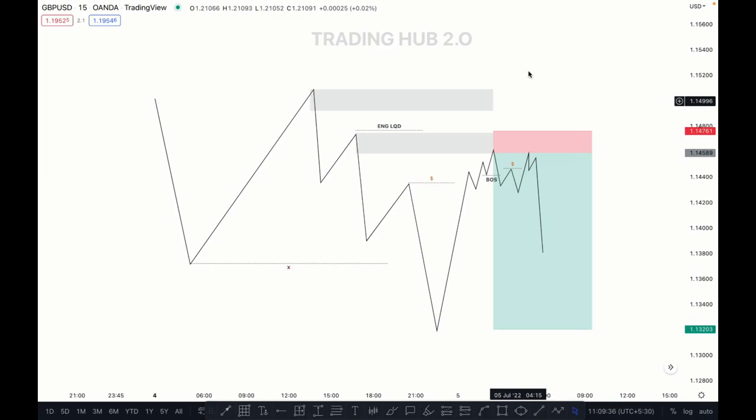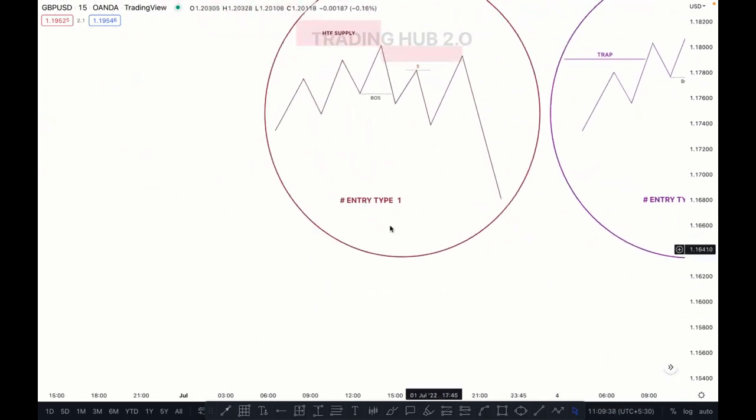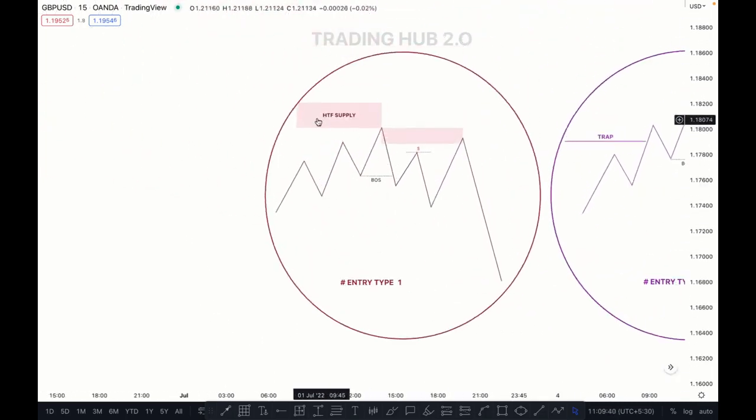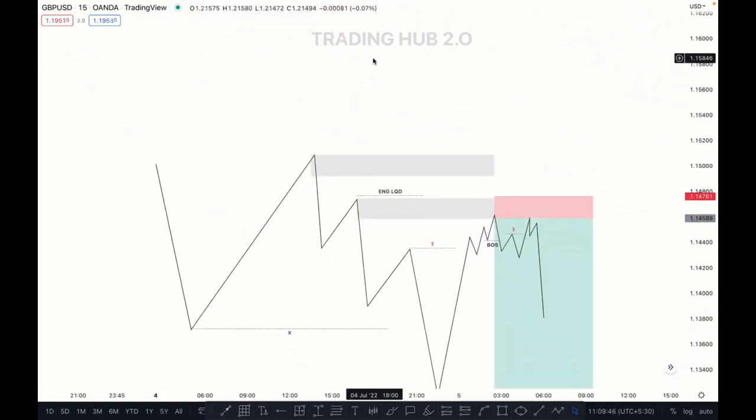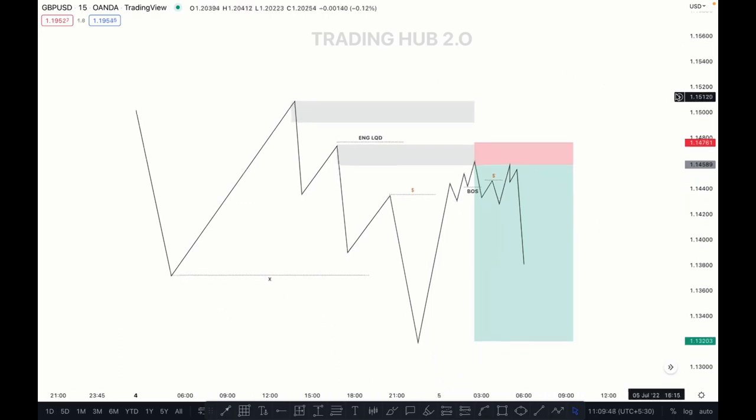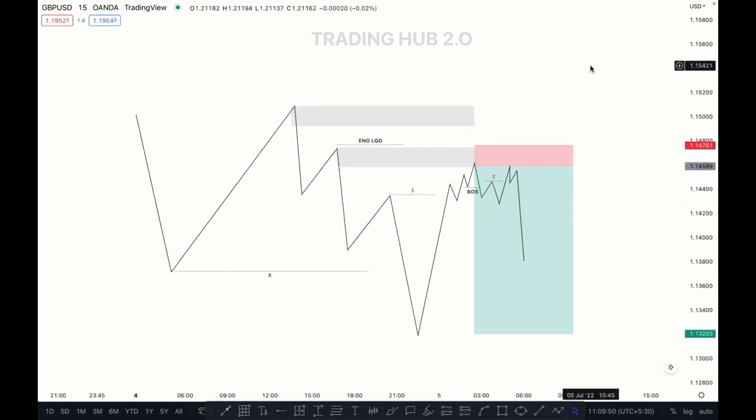So this will be applied as type 1 entry, correct, which is here: when the market taps on the higher time frame supply, then you have to follow this structure, then you can sell. Okay, so don't worry, I will show you through bar replay, then you can understand these concepts more clearly. Generally I'm showing you how it actually works.